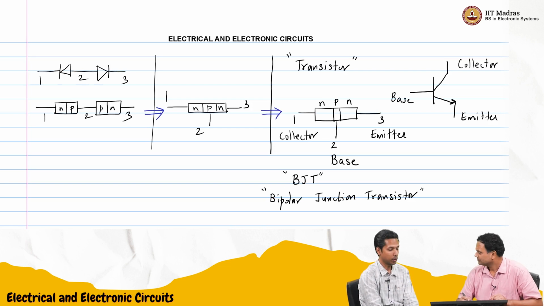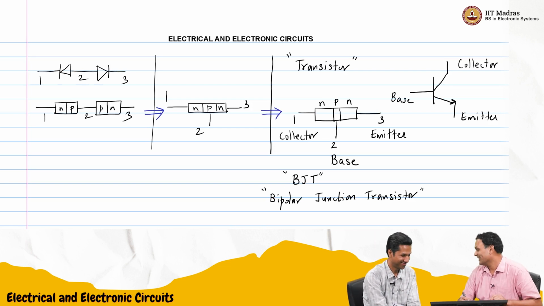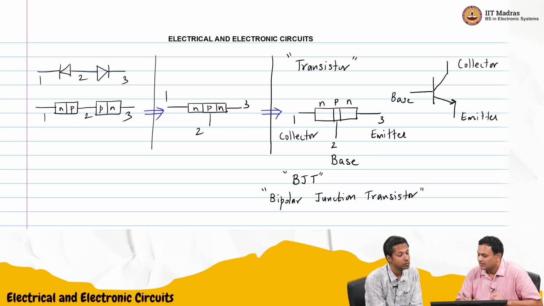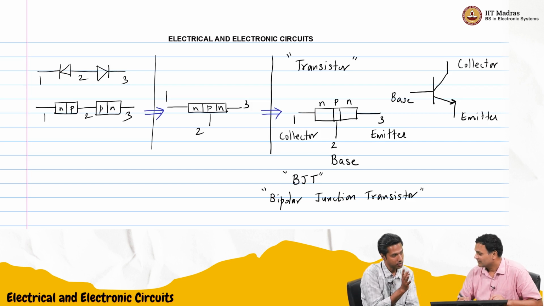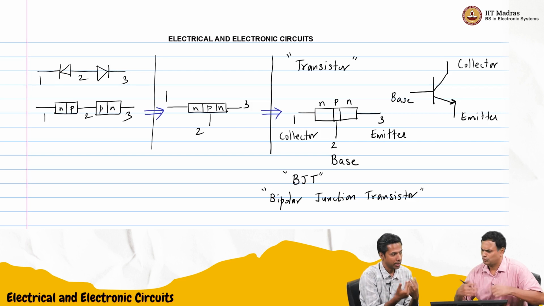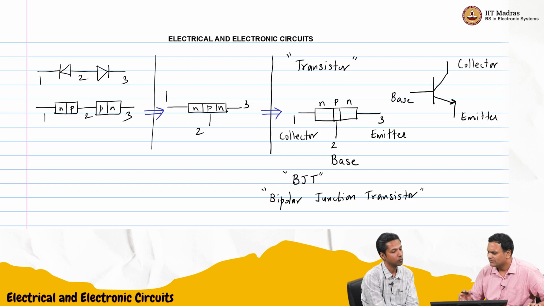I cannot show the arrow in the collector. That is right. So we can also do this with N instead of P as the base. You can take 2 diodes, of course. So that will become like this.